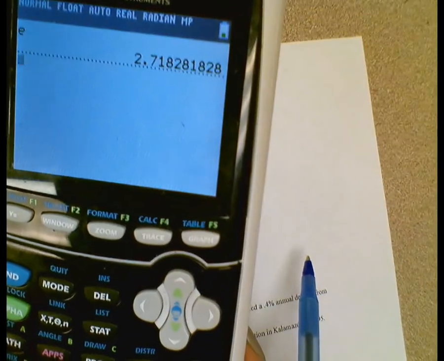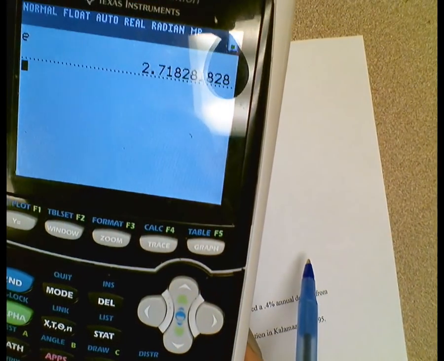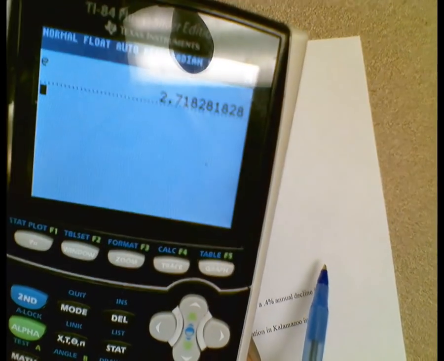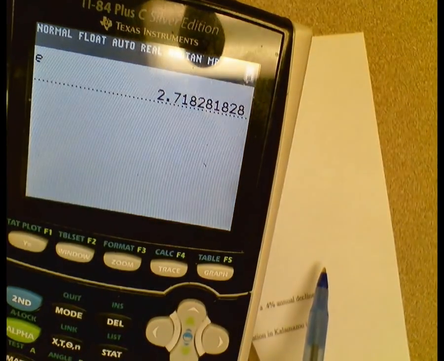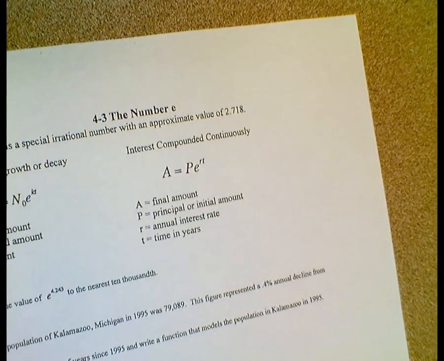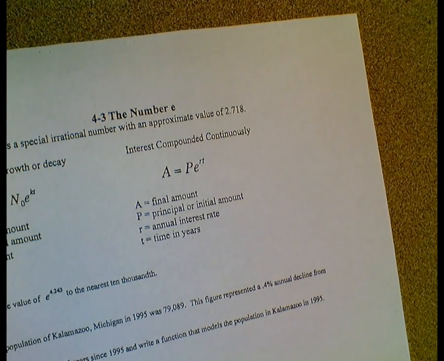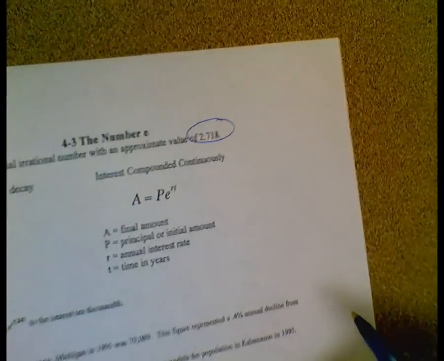It's about 2.7182881828. Okay? It is an irrational number that is used in banking and science when something is growing more than daily. It's just a little bit better than daily. It's close to daily. All right, so the number E, there it is, 2.718 we say.